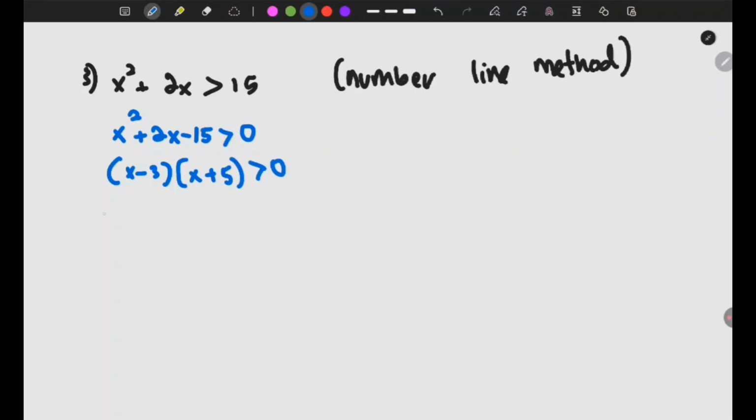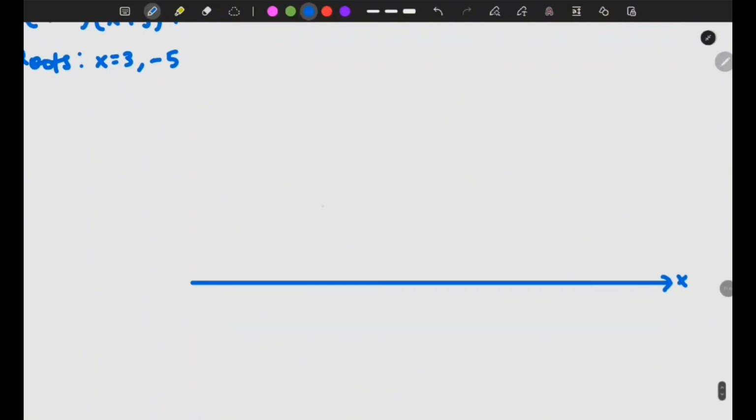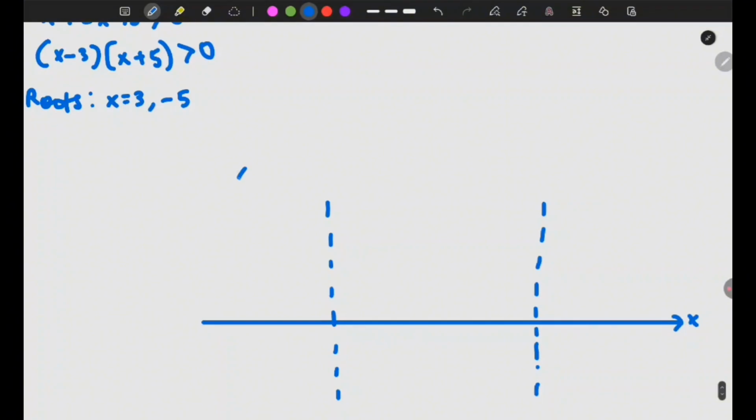Draw a line, and then draw another line. And then what do you put here? The range of x. Here more, here less, and here in between. So what do you put here? The smallest number, which is negative 5. What do you put here? The biggest number, which is 3. The two roots you put there. And here also the same thing.